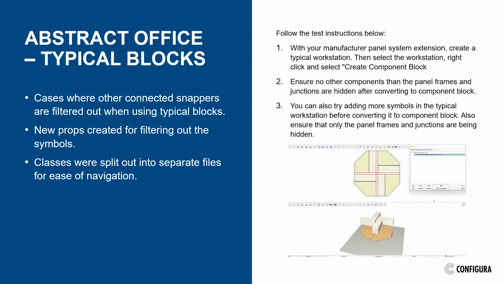And make sure that no other components than the panel frames and junctions are being hidden by these actions after converting to the component blocks. You can also try adding more symbols to the typical workstation before converting it to the component blocks, also to ensure that only the panel frames and junctions are being hidden.